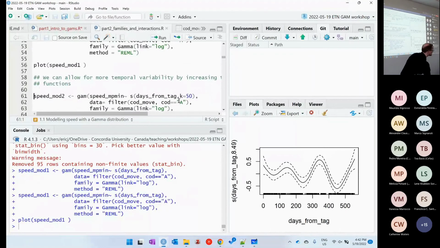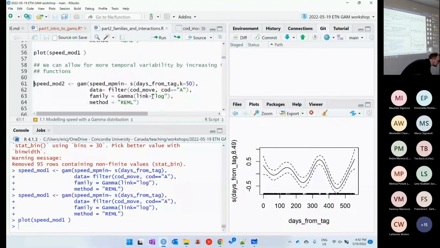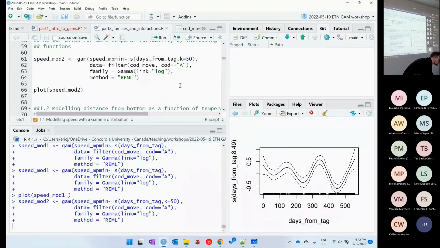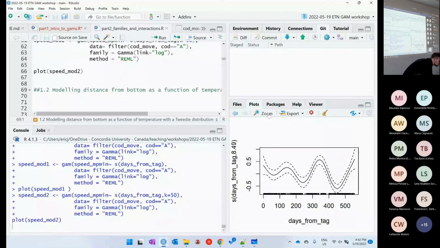Especially when you're dealing with this kind of data, the default 10 basis functions here is probably not enough to deal with this kind of high frequency variation. We know that speed is likely going up and down, maybe even on a daily cycle. But what we can do is increase the number of basis functions to try and capture more of the variability. This is a case where it's quite useful to do so, because we're trying to model a pretty complex function of time. So I do this and plot it.